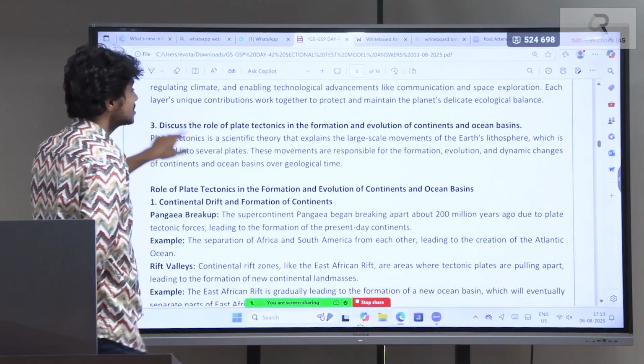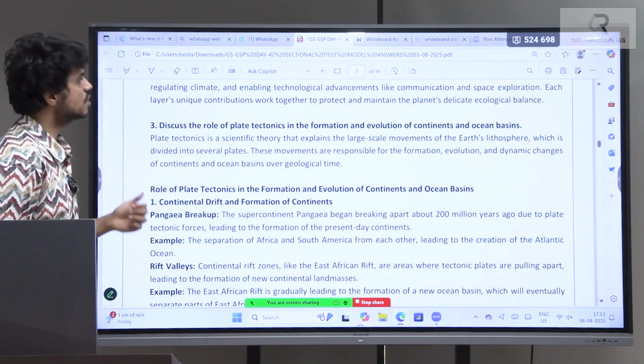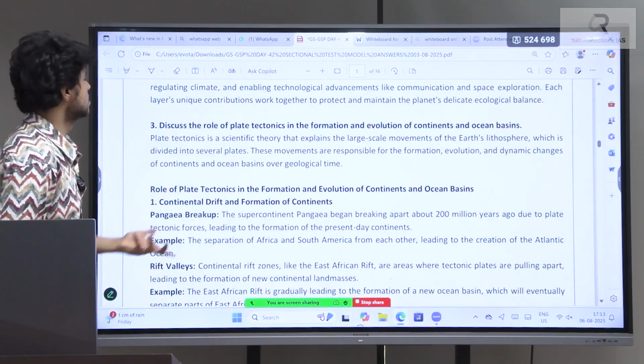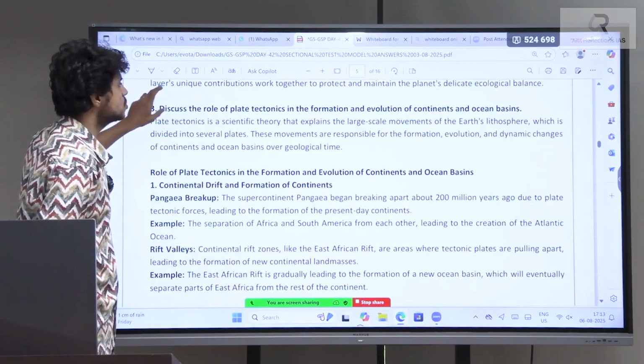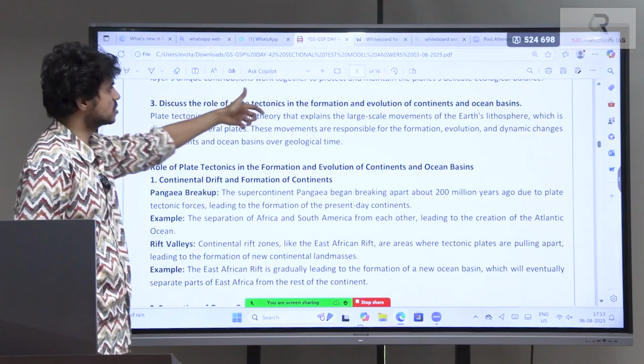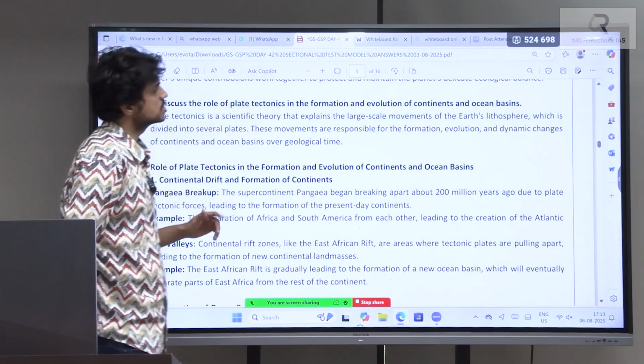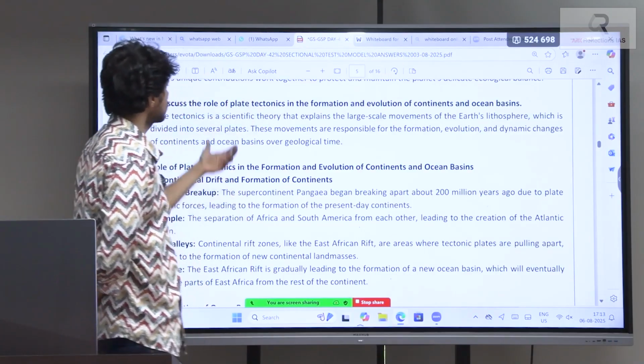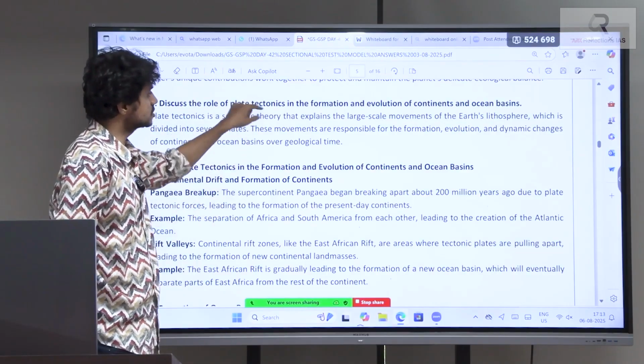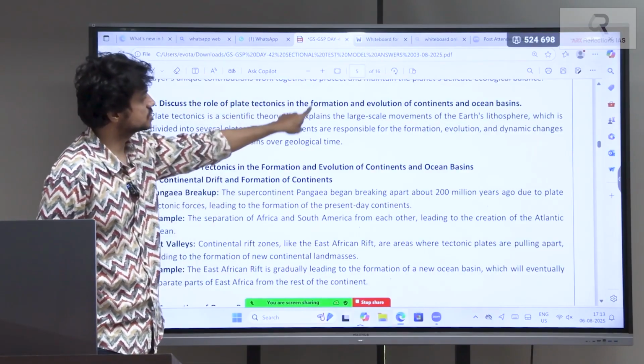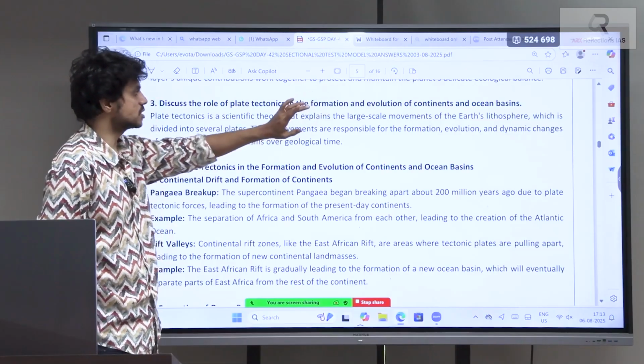Now see here, discuss the role of plate tectonics in the formation and evolution of the continents and the ocean basins. Okay, so you are supposed to give the role of plate tectonics in the formation and the evolution of the continents. So first I will talk about what should be my introduction. So I have to discuss here. There are two concepts: plate tectonics, and its role in the formation and evolution of the continents and the ocean basins.